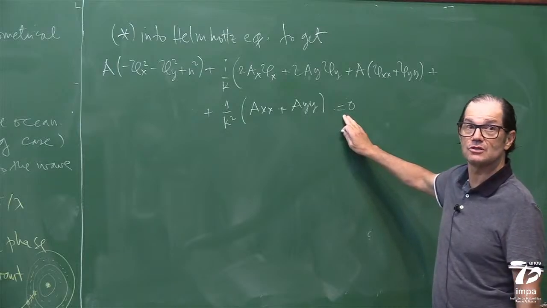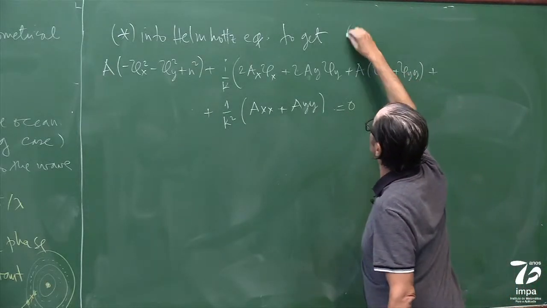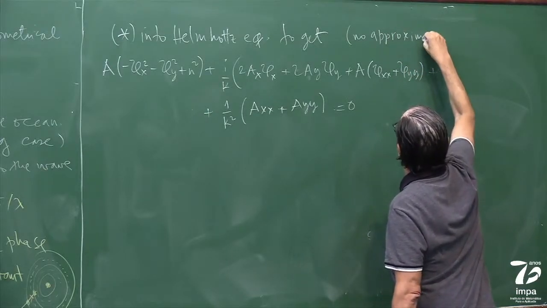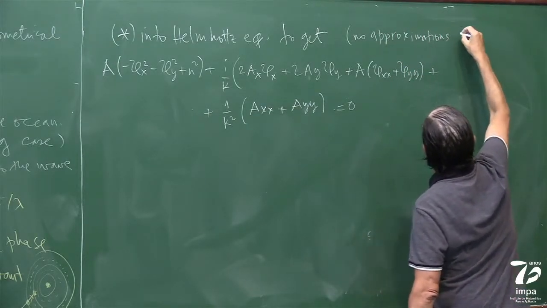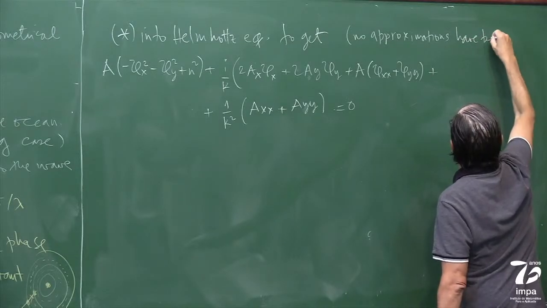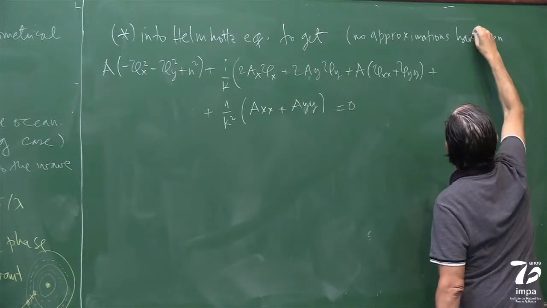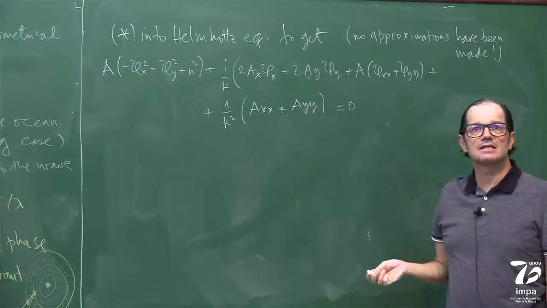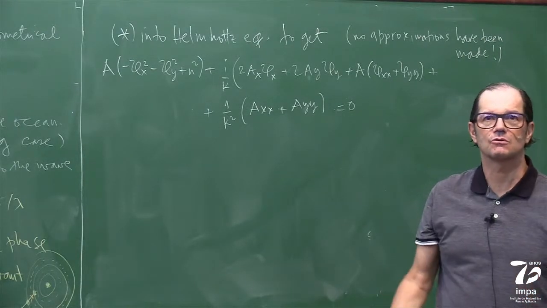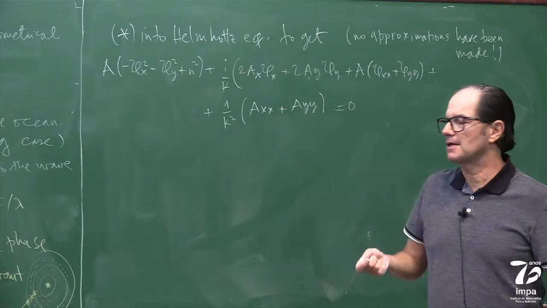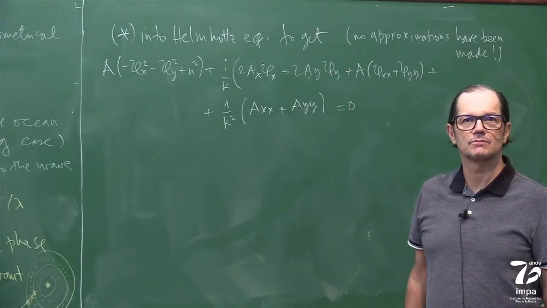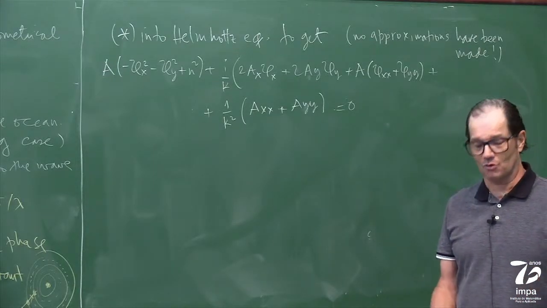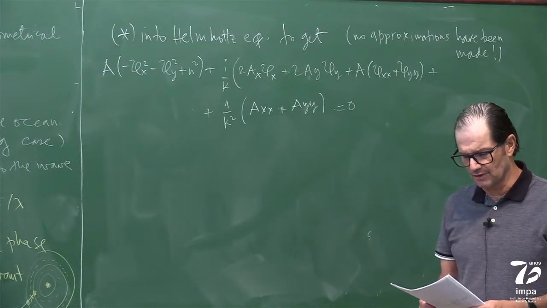And one observation here: no approximations have been made. This is exact, just plugging one thing into the other. So from there to here, it's just plugging one thing into the other. Okay? But at this point this is getting ugly, this is getting more complicated. Why? What is the good of this?